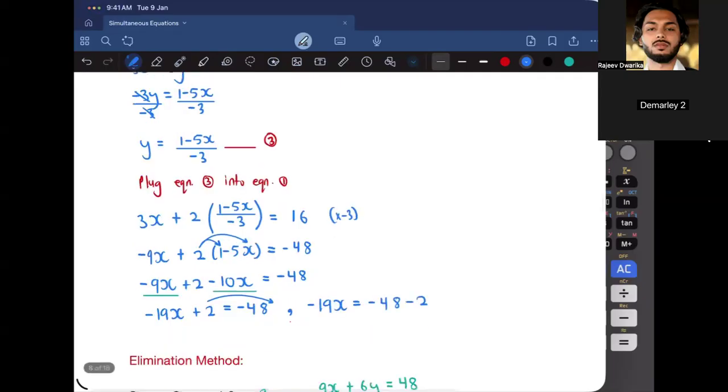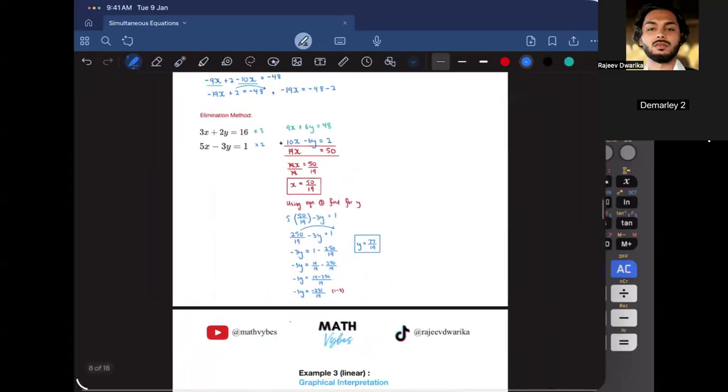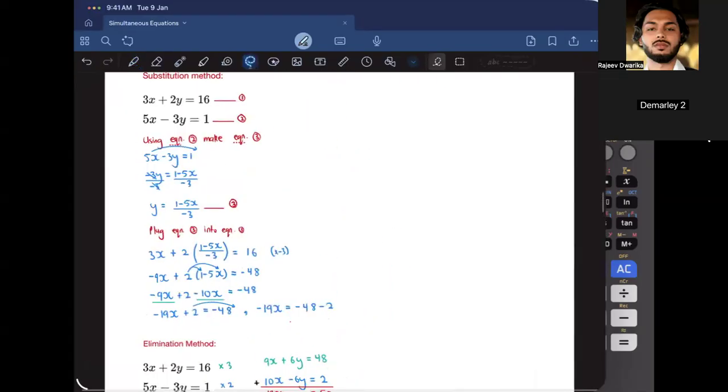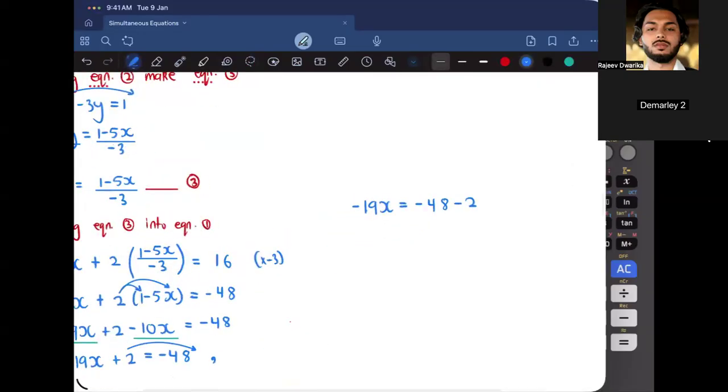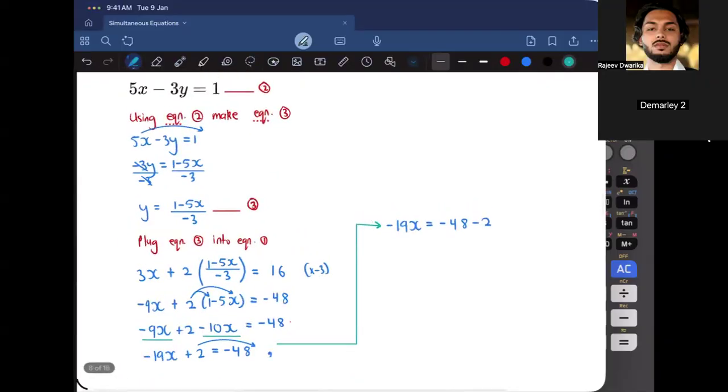Yes. And you're going to get... let me make some space here. Give me a second. So that would be minus 19x equal to minus 46. No, minus 50.